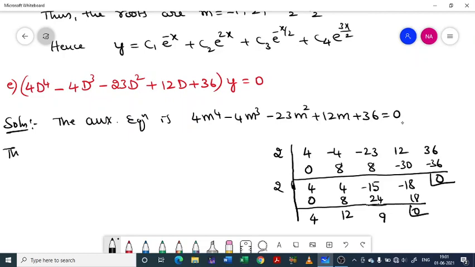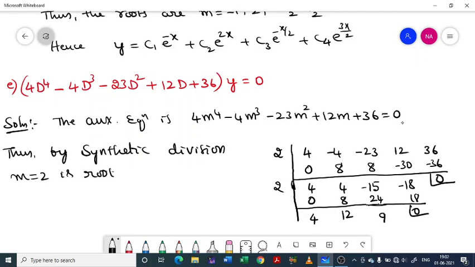Thus, by synthetic division method, m equal to 2 is a root of multiplicity 2. That means it appears 2 times. Multiplicity 2. Now m square plus 12m.